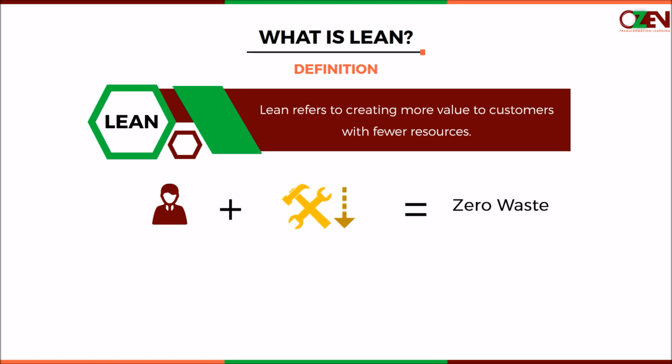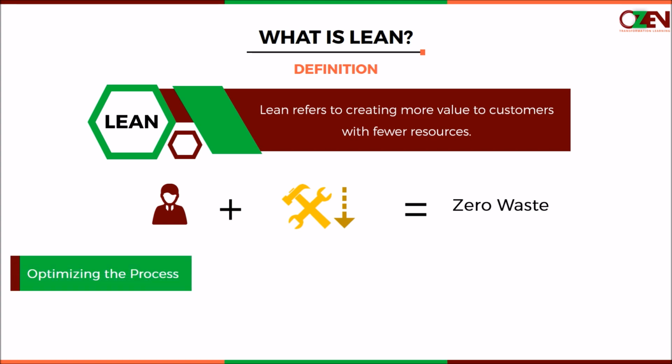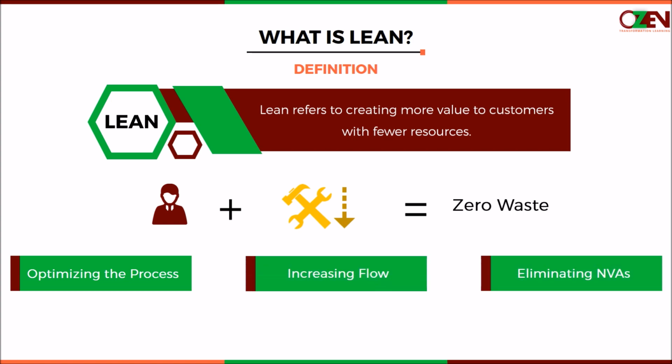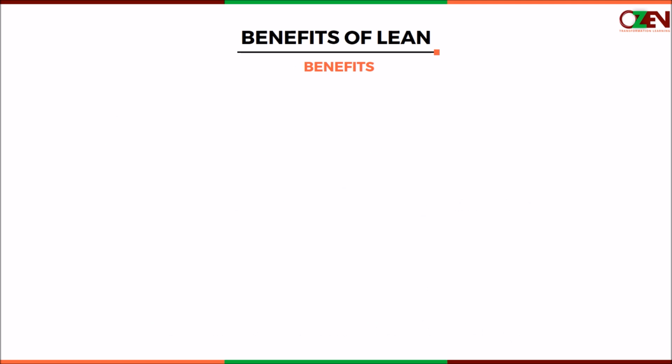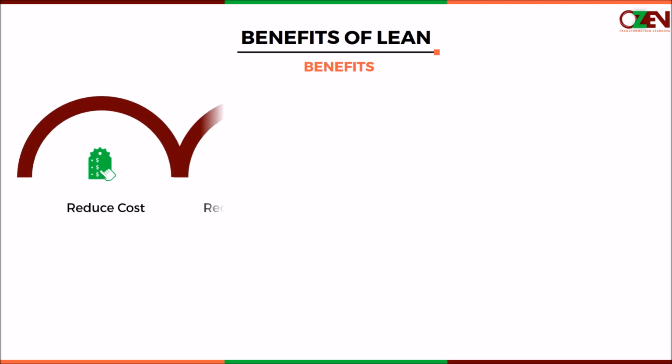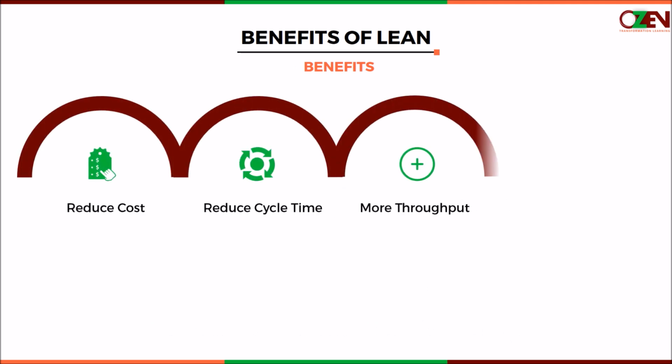Lean is about optimizing the process from beginning to end, eliminating non-value-adding activities, NVAs, and increasing flow to ensure that parts and services are provided to customers more quickly. If quality is the word to describe Six Sigma, then speed is the word to describe lean. Let's understand the importance of lean. There are many benefits of lean, and some of them are reduced cost, reduced cycle time, more throughput, and increased productivity.